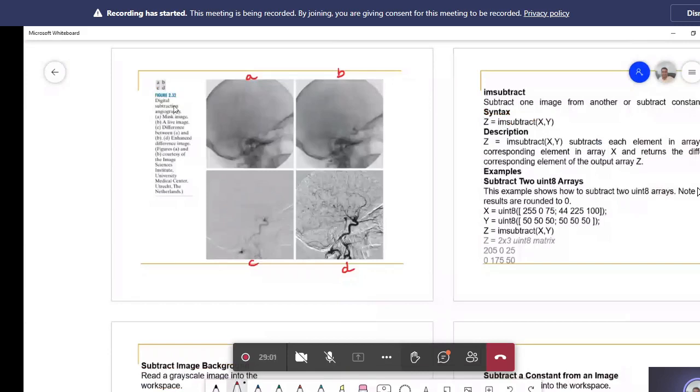Okay, this first is the mask. This is the mask. Second is the live image.